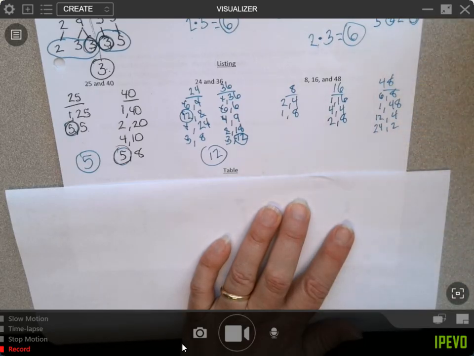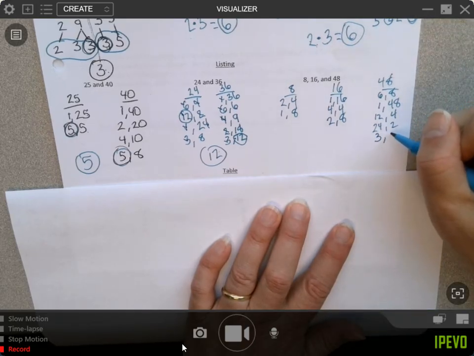4 plus 8 is 12. So 12 is divisible by 3. So what's another factor pair for 48? James? 3 and 16.